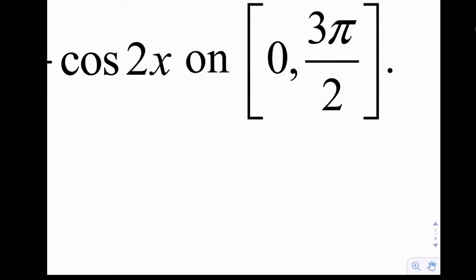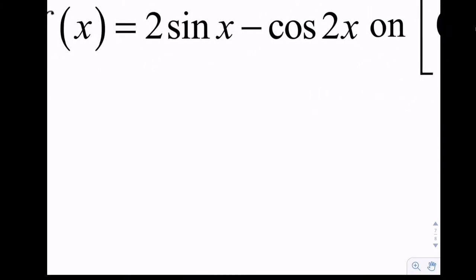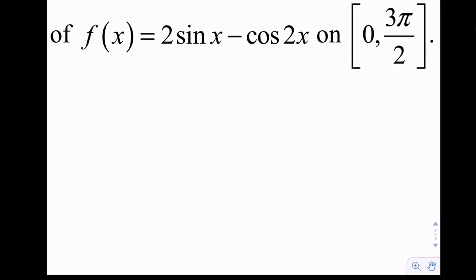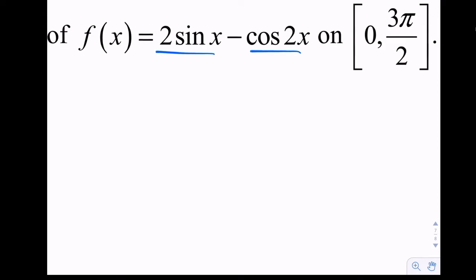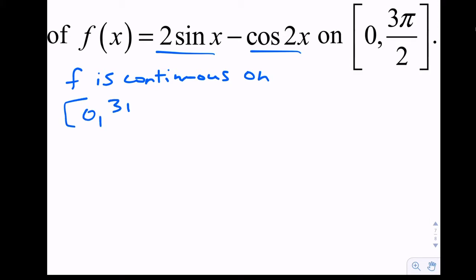Well, I got a closed interval. That's pretty sweet. Is this function continuous on that interval? I have a sine function and a cosine function, both of which are continuous on their own everywhere, and I'm adding them together. Yeah, so it is. So we'll just say f is continuous. Where? In France? No. On the interval from 0 to 3 pi halves, comma, so the EVT applies.